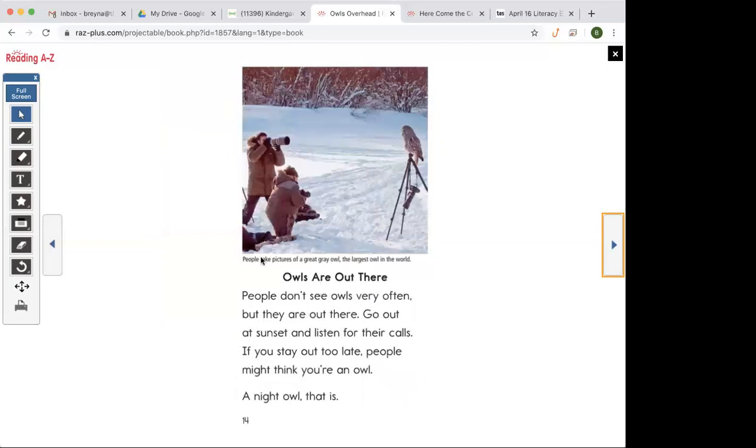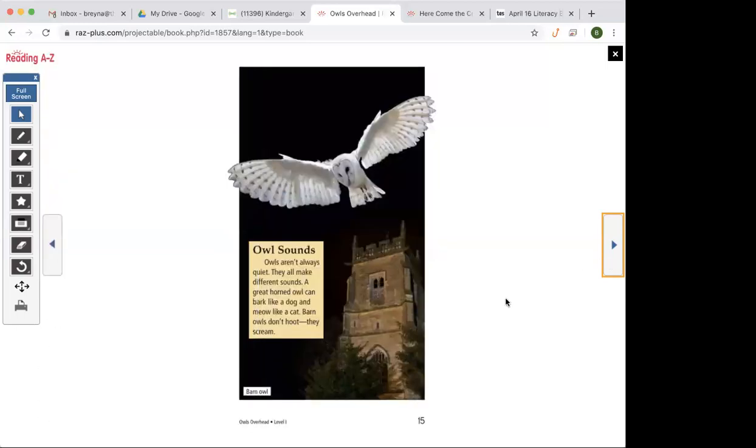Owls are out there is what the heading says. People don't see owls very often, but they are out there. Go out at sunset and listen for their calls. If you stay out too late, people may think you're an owl. A night owl, that is. Under this picture, it says people take pictures of a great gray owl, which is the largest owl in the world. Owl sounds. Owls aren't always quiet.